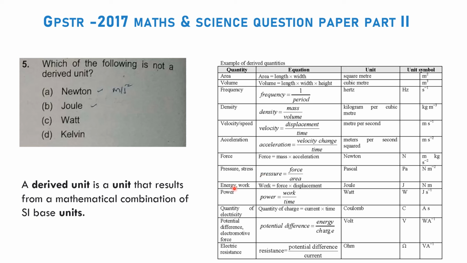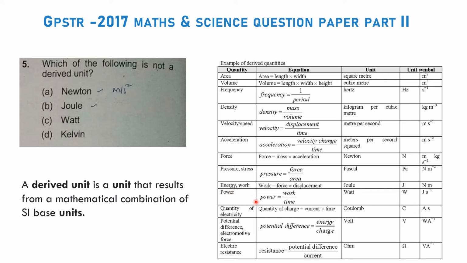Let us see the next example. Energy or work. The formula for work is force into displacement. Already you know for force Newton is the SI unit. For displacement meter is the base unit. When you combine Newton meter, you will get a joule. This joule we use as the SI unit for either work or energy.